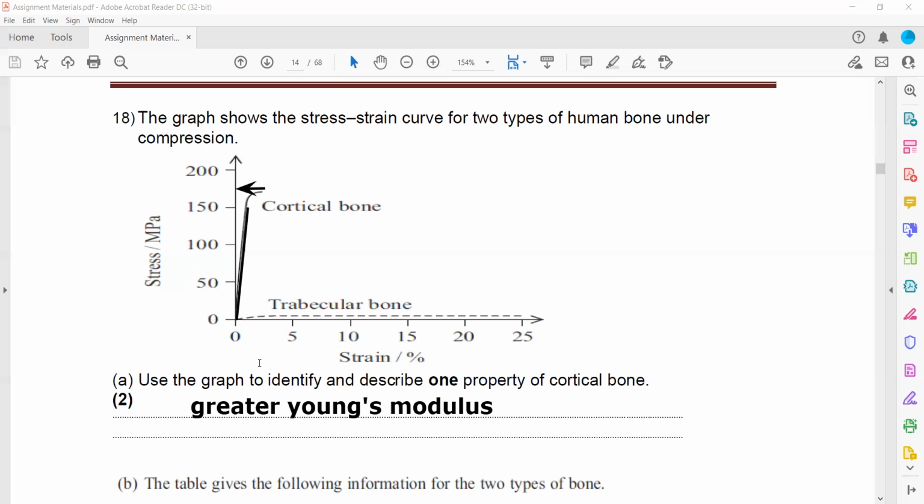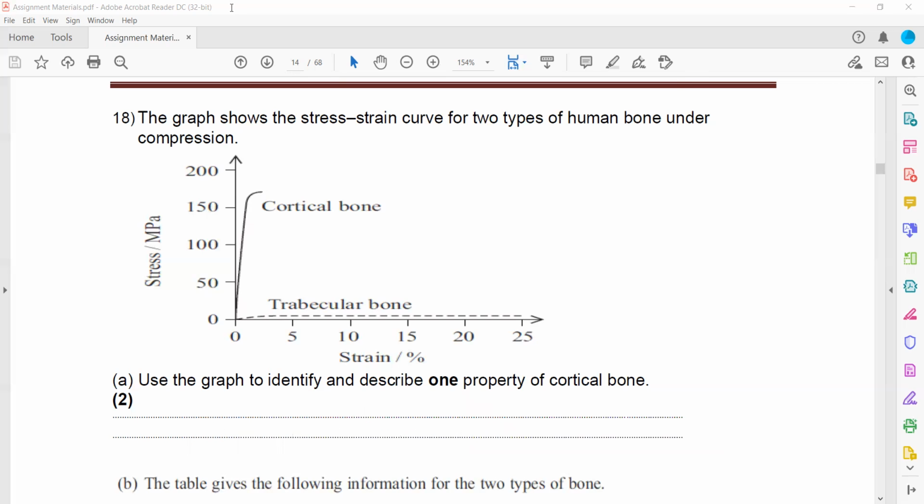And the second thing, it will have high tensile strength or compressive strength, because in the question they mentioned we are applying a force to compress it, so that's why it has a high compressive strength. Like, a greater amount of force is needed to produce a small compression.